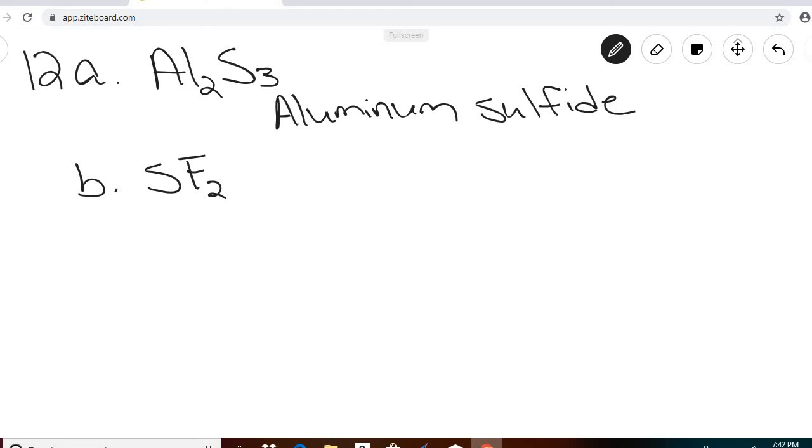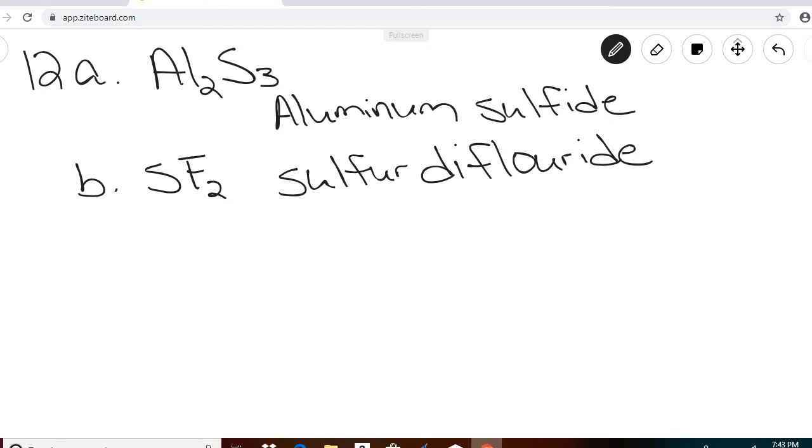Okay, B is SF2. Okay, this is covalent. It's 2 nonmetals, and so we'll name the first one sulfur. And then the second one is going to get the prefix di with the ending fluoride. So we don't say monosulfur. If there's only one of the first atom, we don't put the prefix mono on it. If there's just one of the second one, we would put the mono on, but not for the first element.